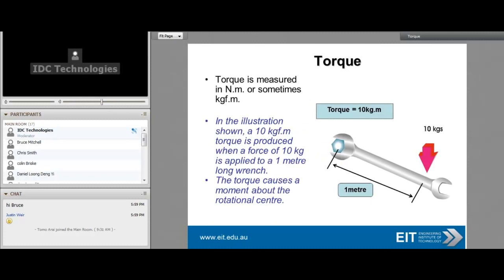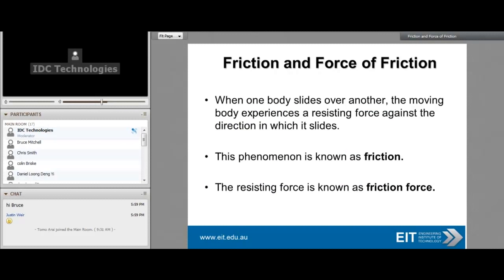Now, torque is basically force times radius of application. You can see here we've got a 10 kilogram force on a spanner, and we're applying that force at a distance of 1 meter from the center of this bolt. So we get a torque of 10 kilogram force meters. The further away this force is applied, the more torque we get. The higher this force becomes over a given distance, the more torque we get. So torque is a product of force times distance of application from, in this case, the center of the bolt. That's useful if you want to tighten bolts.